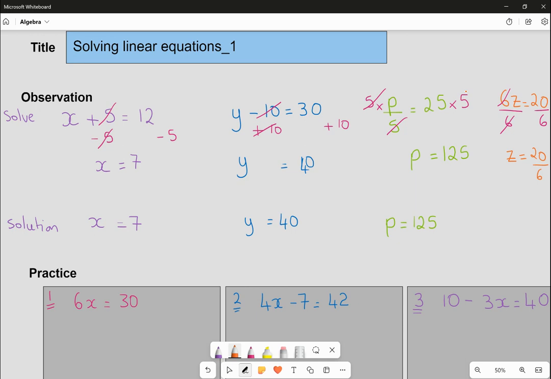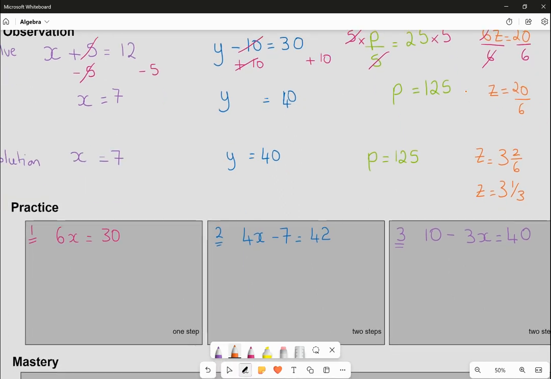So we can say that z is equal to 6, and 20 goes 3 times, and 6 times 3 is 18, so there are 2 over, and then write that as a fraction. But we can simplify that even more, because 2 over 6, 2 and 6 can both be divided by 2, so 2 divided by 2 is 1, 6 divided by 2 is 3, so 2 sixths is equal to a third. So these are the solutions to the equations.